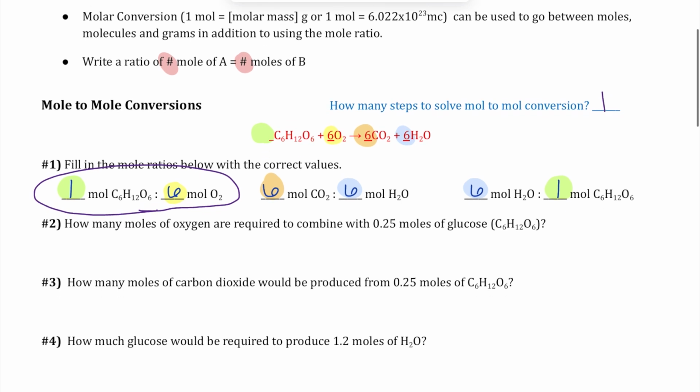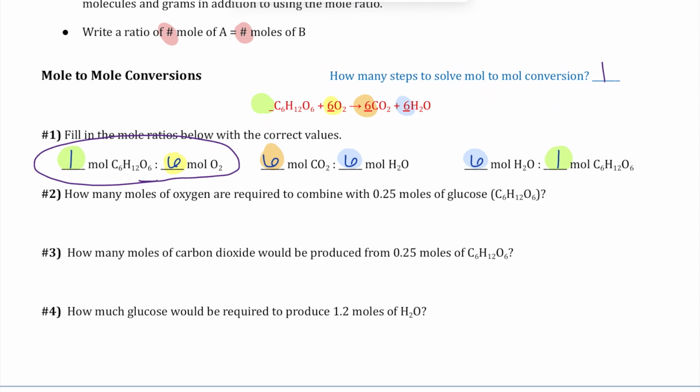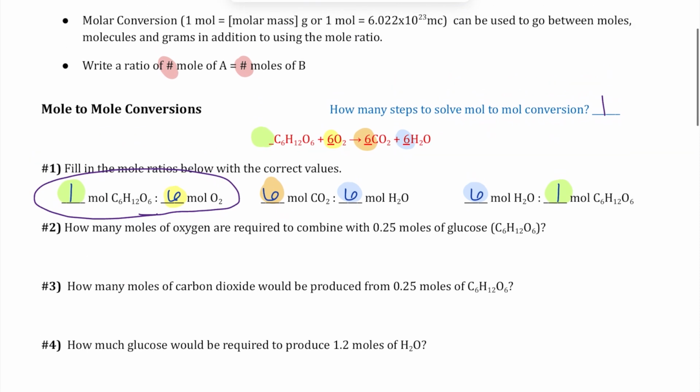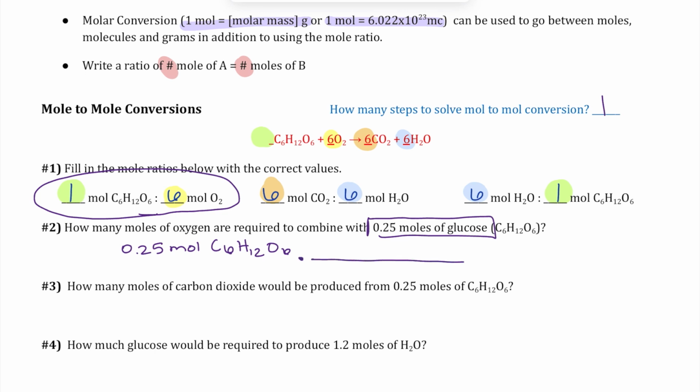Our setups for these are the exact same as when we were doing our other conversions, but now we're using that mole ratio instead of one of our other two conversion factors. Those other two conversion factors that we had were the 1 mole is molar mass and 1 mole is molecules. So looking at this problem again, we have 0.25 moles of glucose, and that glucose is C6H12O6. That's my given.